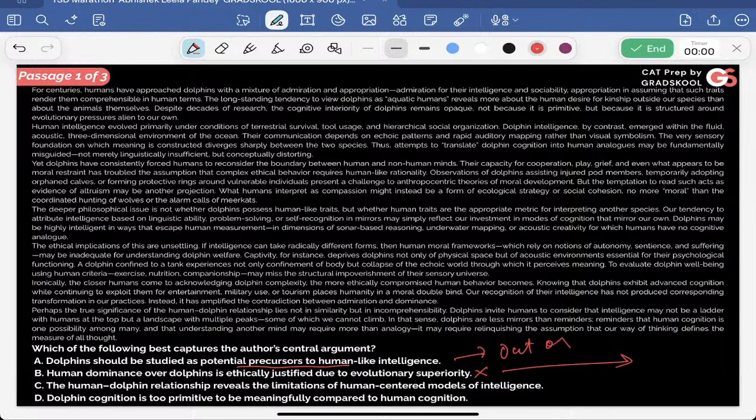C looks correct to me, and dolphin cognition is too primitive, not really, because the author gives a landscape with different peaks. We don't really know which peak we are on. So option C is the most plausible choice. That's all.